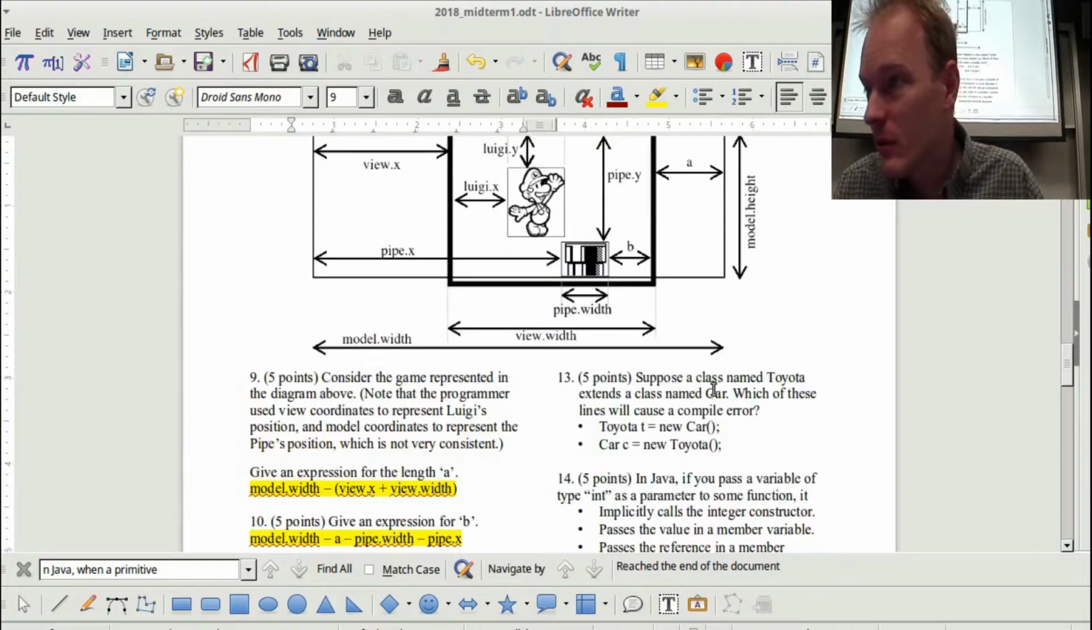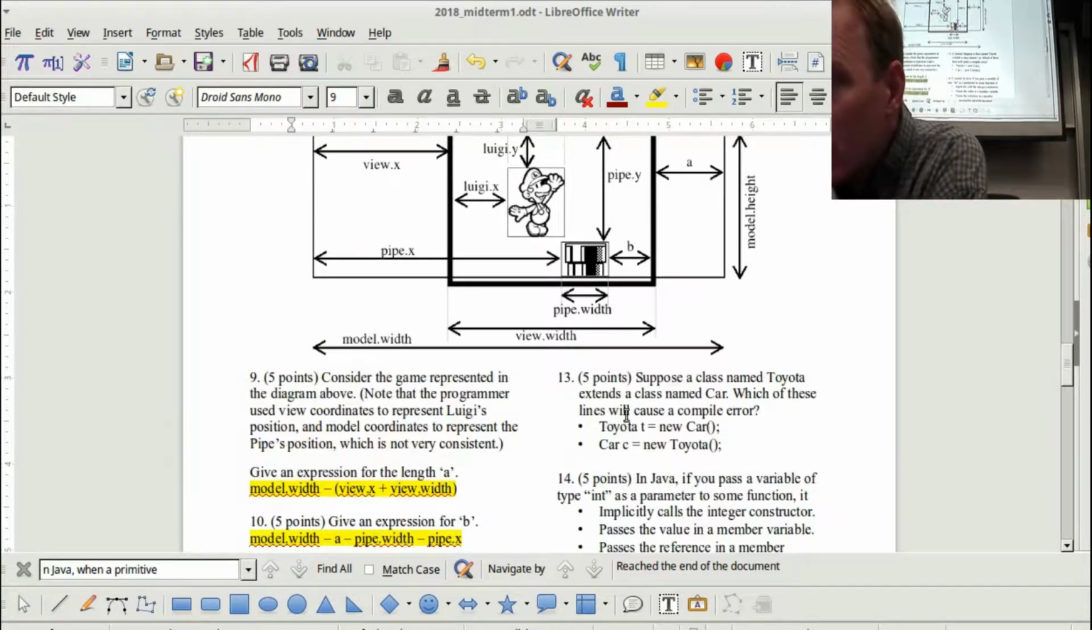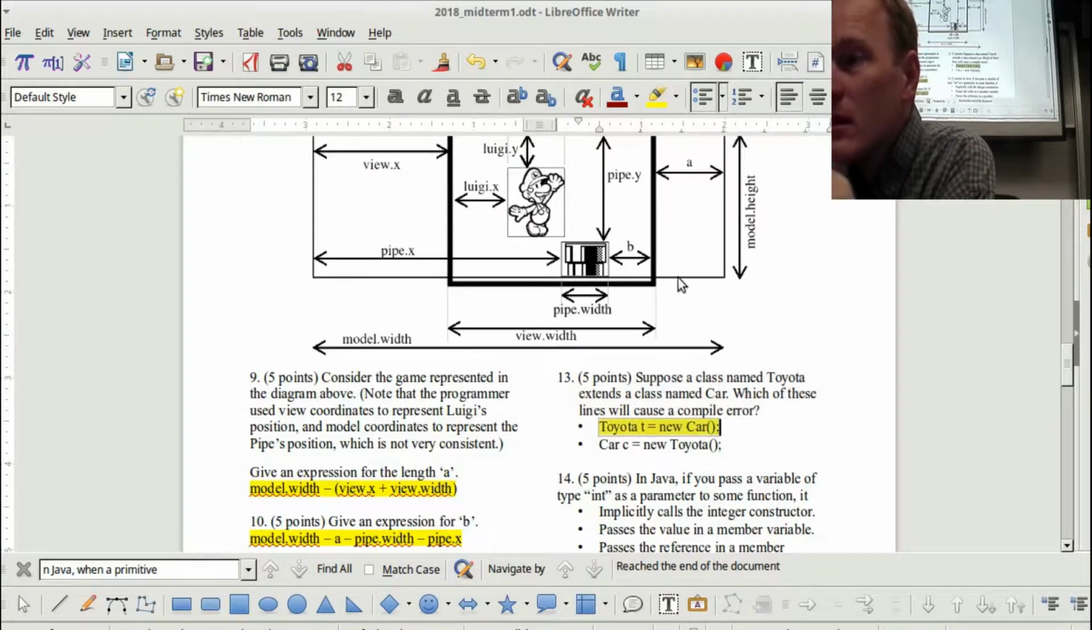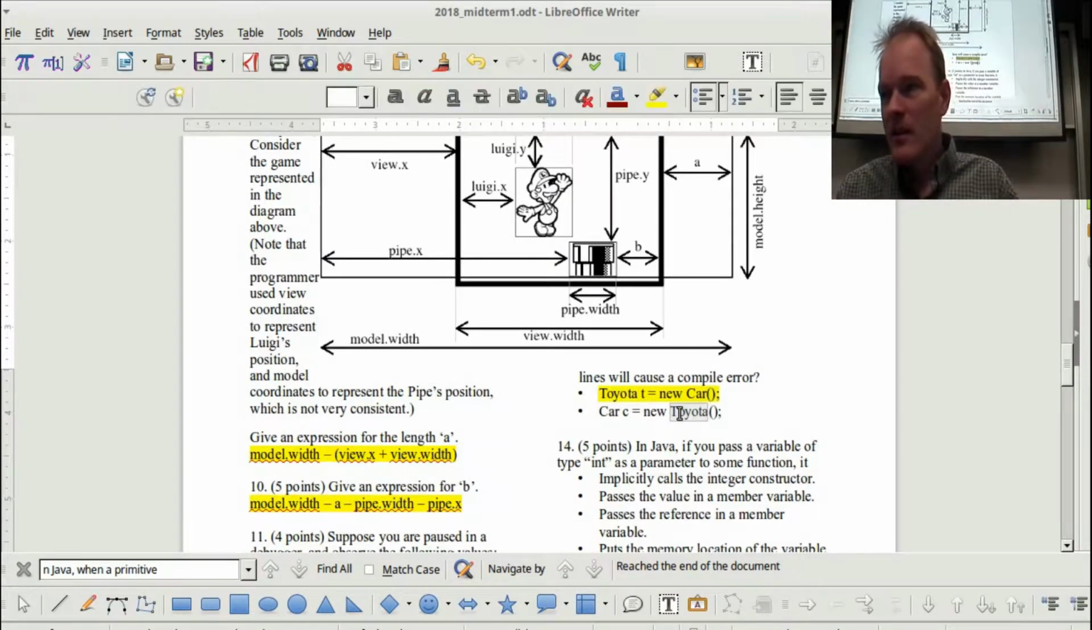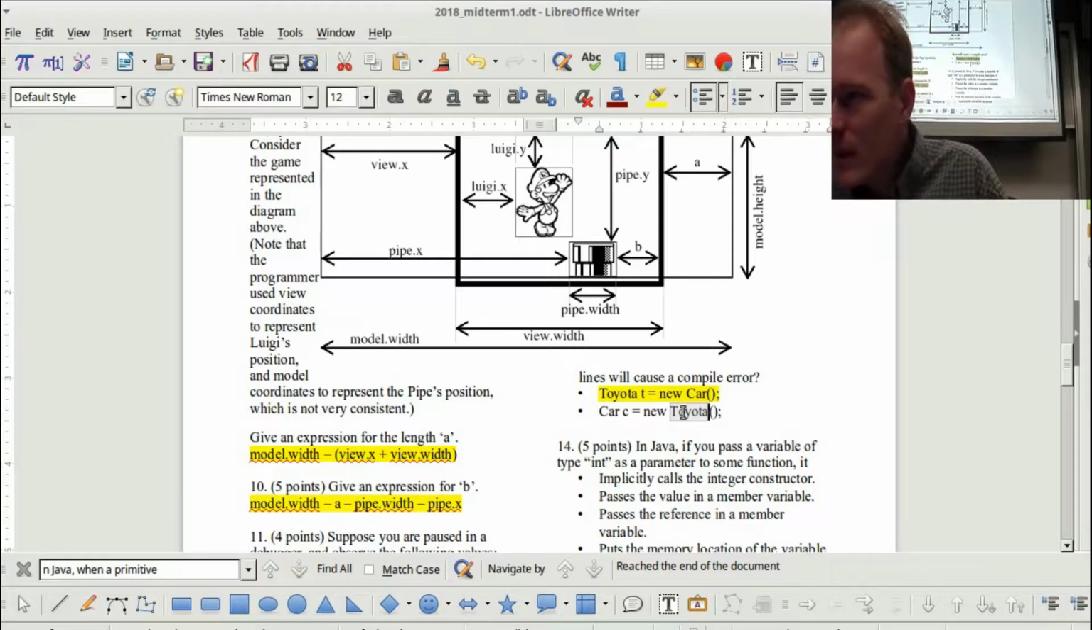Okay, moving on. Suppose a class named Toyota extends a class named car. Which of these lines causes a compile error? The answer is that one. Here's why that makes a compile error.